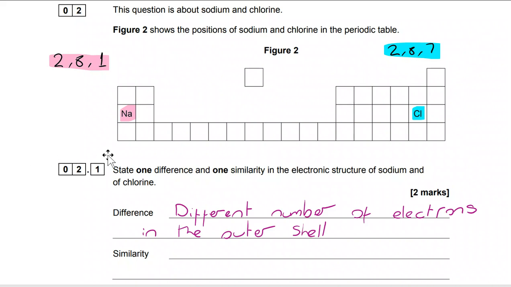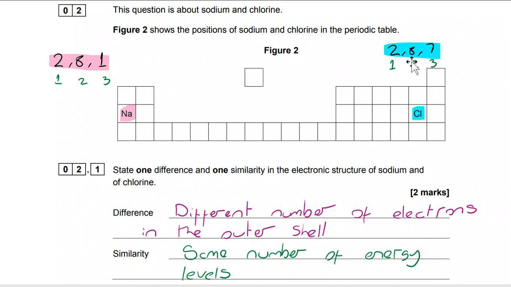So what similarities do we have? Well, you can say that there are 2 in the first shell and 8 in the second shell in both of them. I think what's very, very clear to see is that they both have 3 energy levels. 2,8,1 and 2,8,7: 1, 2, 3 energy levels or shells. So they have the same number of energy levels.